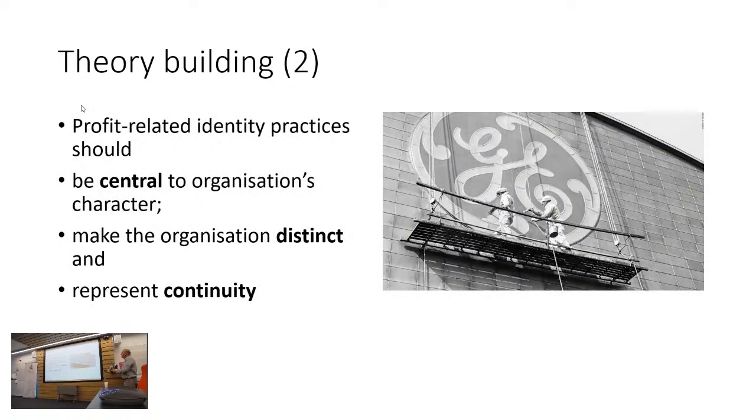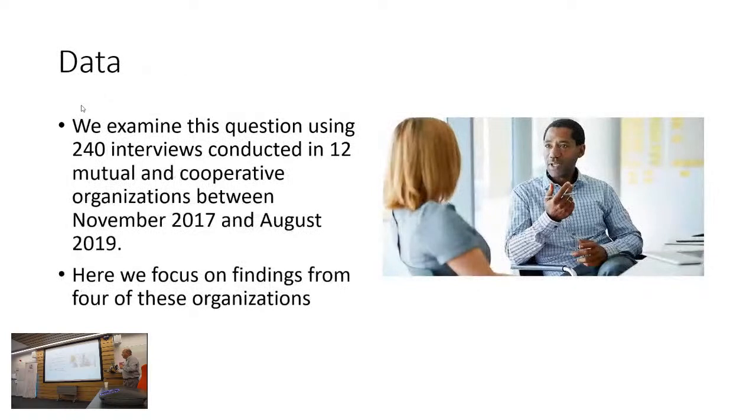Okay, we said that. This is just a summary of the three areas that we take from Gioia's theory, aiming to explain identity building. Data, right, so that's the part of data that I was talking about. We examine this question using 240 interviews. In this paper, you will see, we will only focus on four organizations because otherwise I'll be talking for 6 hours. But really, the coding of the interviews is based on 240 interviews and at least 3,000 pages of data from the organizations.